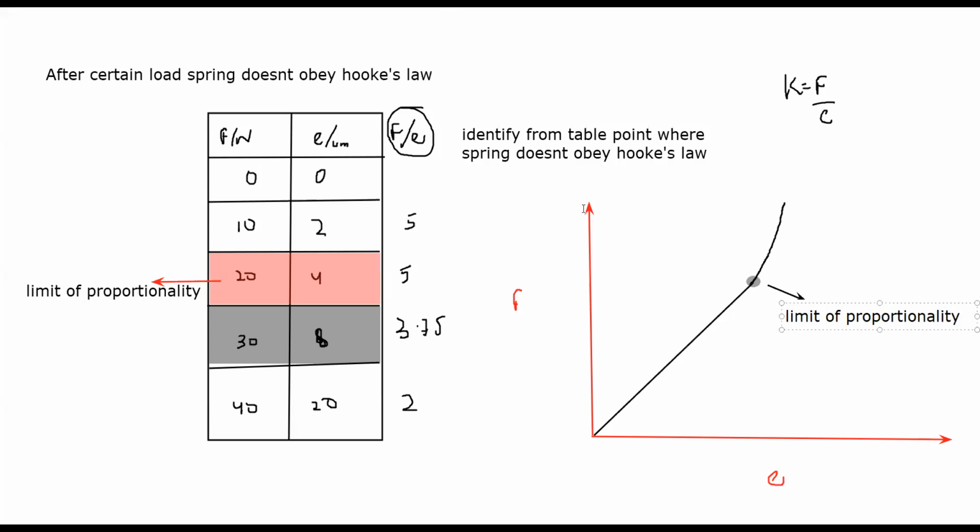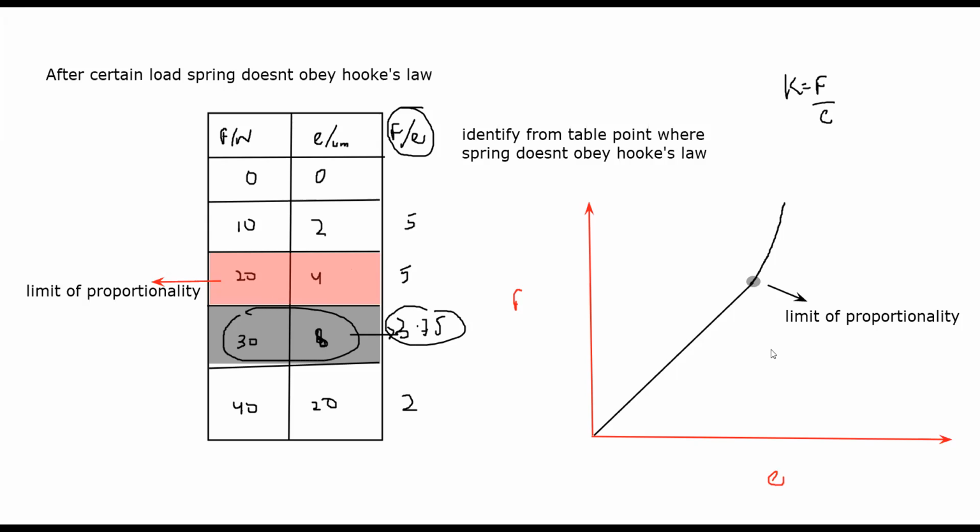So limit of proportionality. After the limit of proportionality, we increase the force. The extension is also increasing, but not with the same pace or the same rate as it was initially. So if there was a table given to you, just take a ratio between force and extension. The point where the ratio of force and extension is not the same means it is not obeying Hooke's law. So the point before that is known as the limit of proportionality.